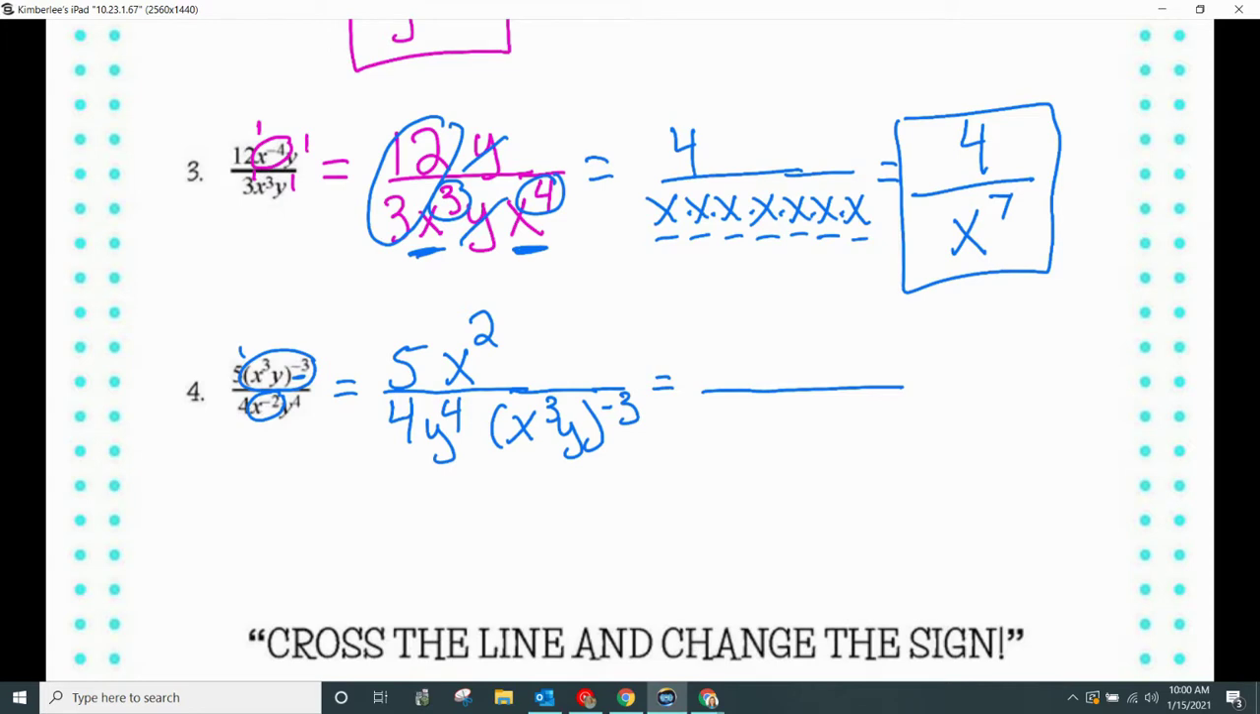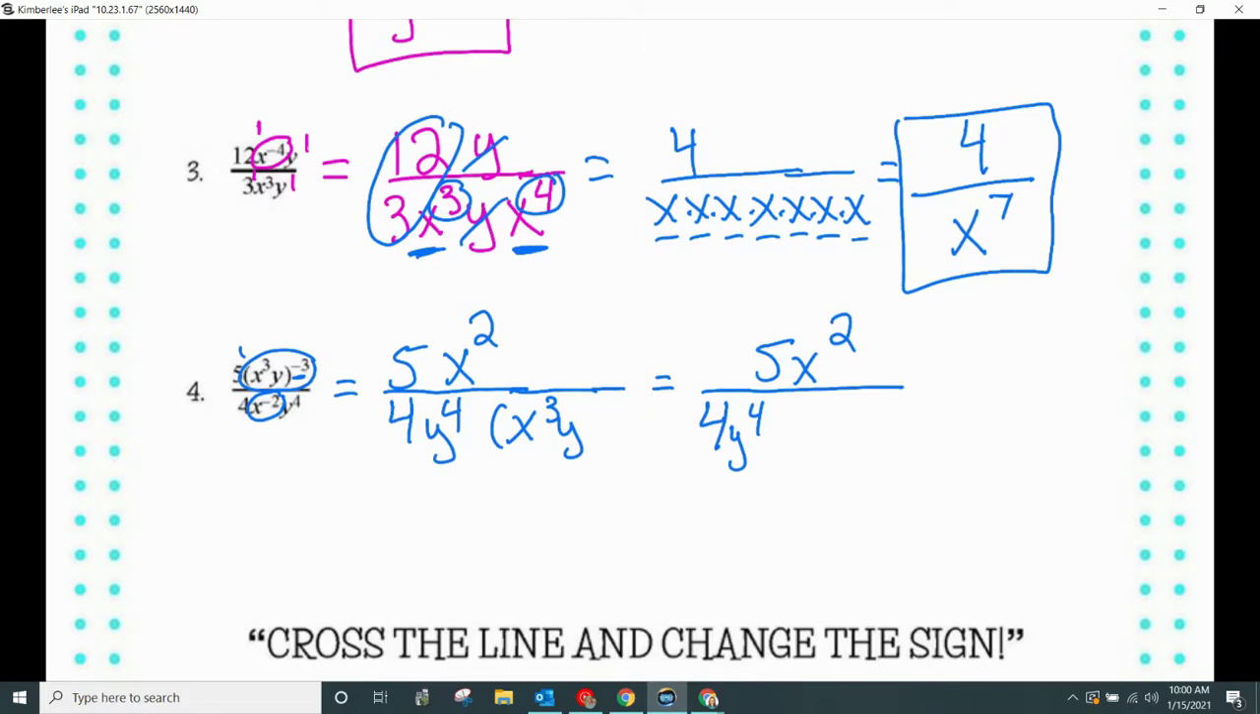Okay, so I'm not worried about the 5x squared and the 4y to the 4th yet. I want to get rid of this parentheses. Oh, you know what I did? I made a huge mistake, guys, and you might make this mistake too. So I'm glad I made it so I can point it out. But yeah, teachers make mistakes all the time. Do you see what I did with this piece down here? It crossed the line, but I did not change its sign.